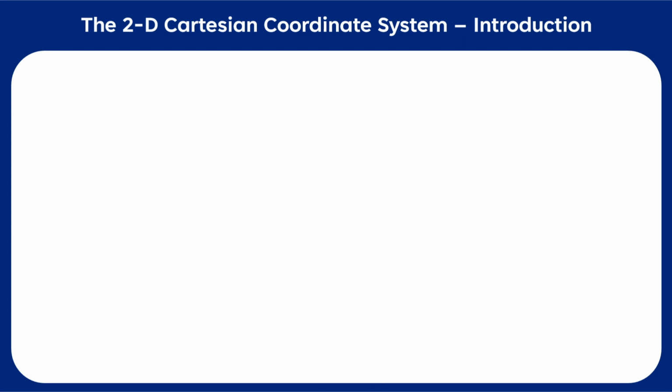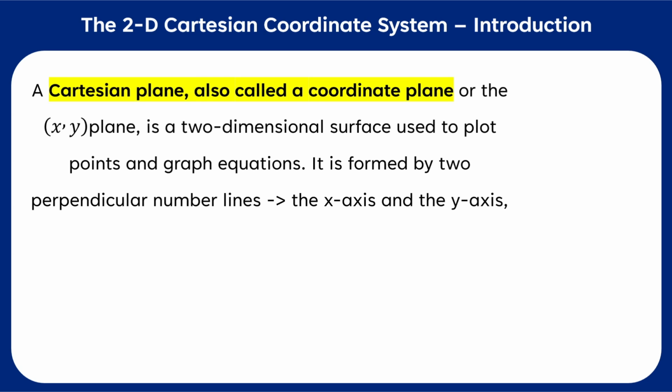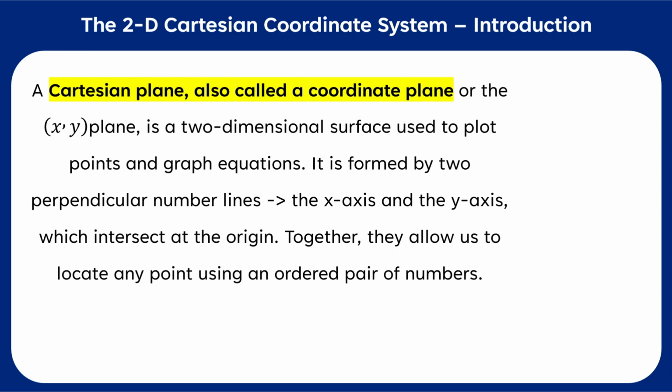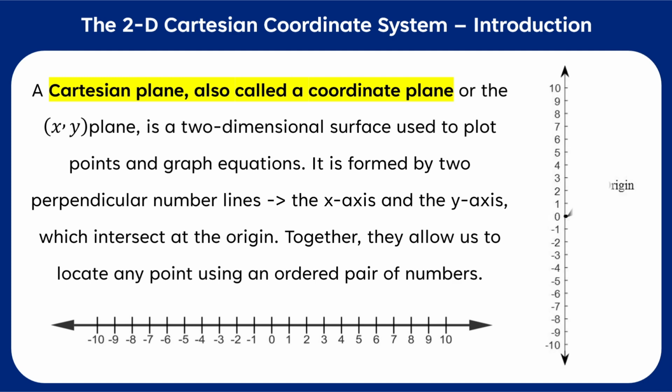Let's begin with the introduction to the coordinate system. A Cartesian plane, also called a coordinate plane or the xy plane, is a two-dimensional surface used to plot points and graph equations. It is formed by two perpendicular number lines, the x and the y-axis, which intersect at the origin. Together, they allow us to locate any point using an ordered pair of numbers. The horizontal x-axis and the vertical y-axis both intersect at the origin.